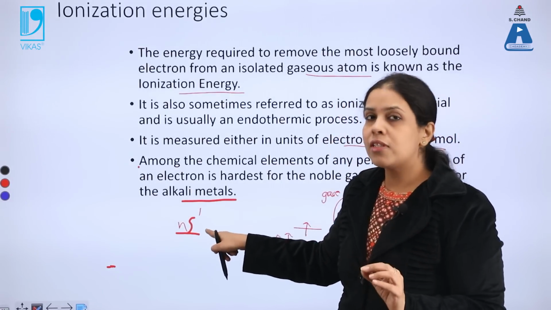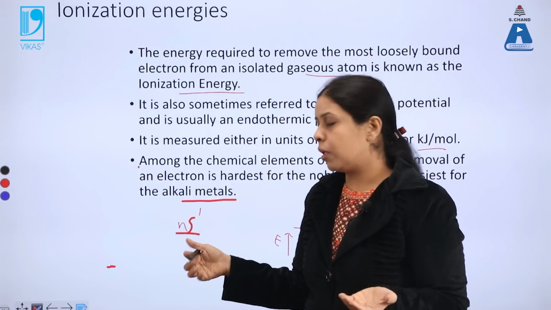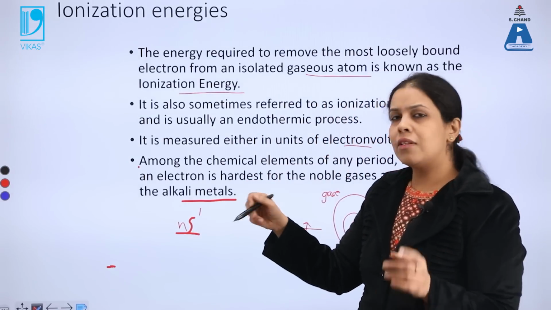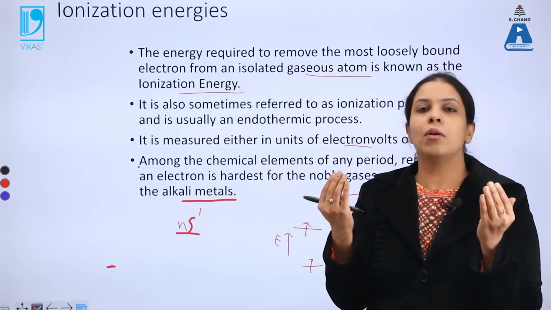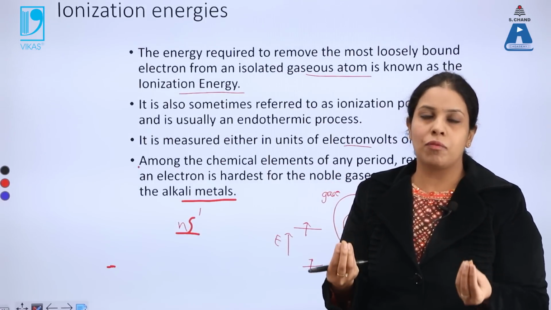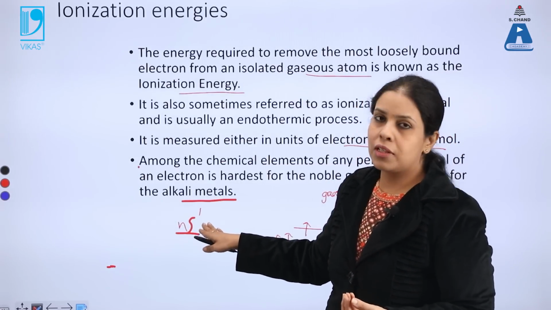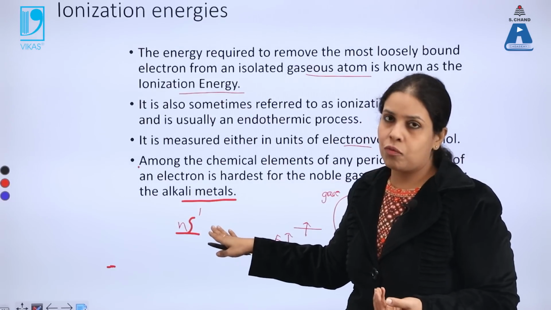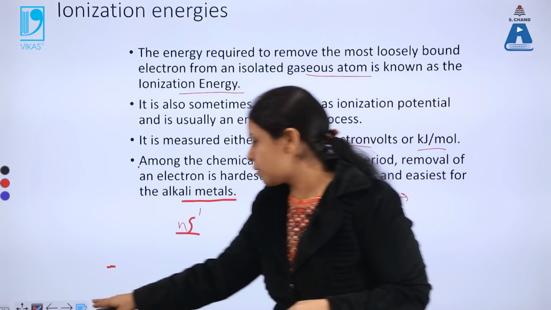So when we remove this electron, it will attain the noble gas configuration, which is more stable. The orbital has only one electron, so if that electron is also removed, it will attain the stable configuration. That's why the energy required for removing this electron, or the ionization energy for alkali metals, is less as compared to all the other elements.